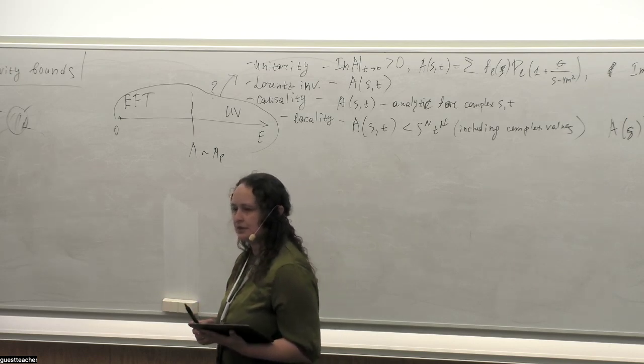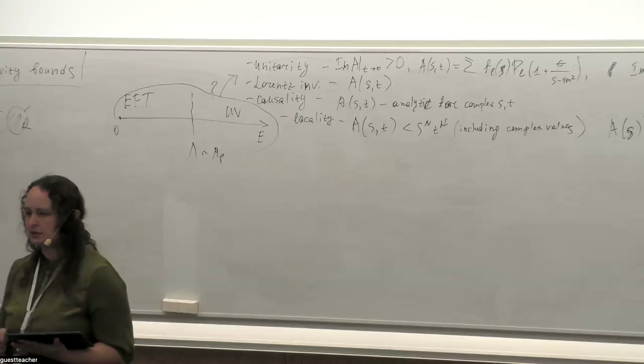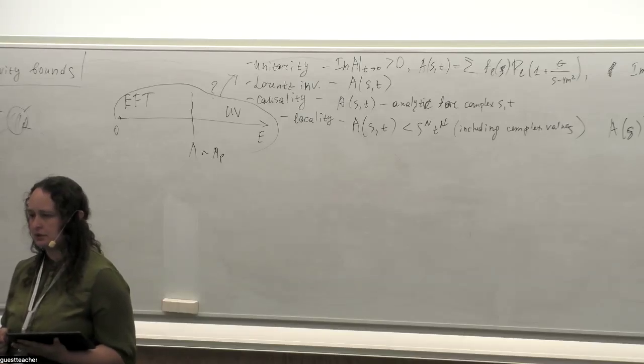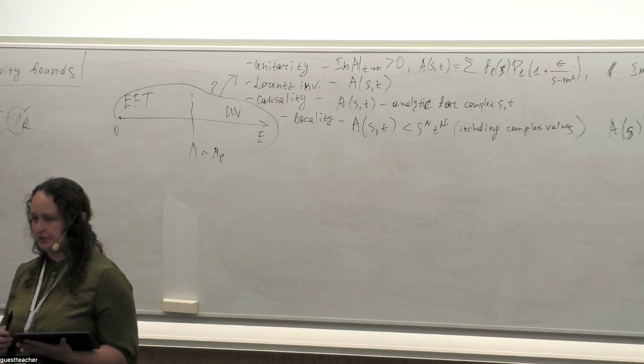Yes. So the claim is that you only accept effective field theories that satisfy these properties. That have a completion satisfying these properties. But you don't know about the completion. Yes. The statement is that if they had a completion, they would satisfy these properties. Yes.